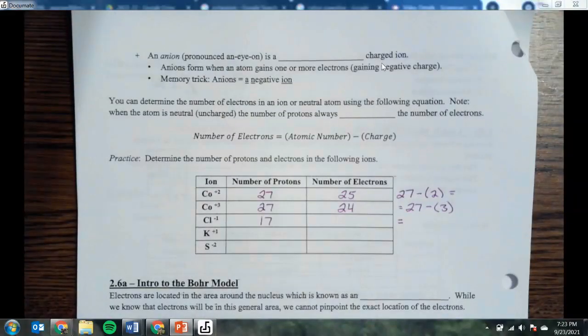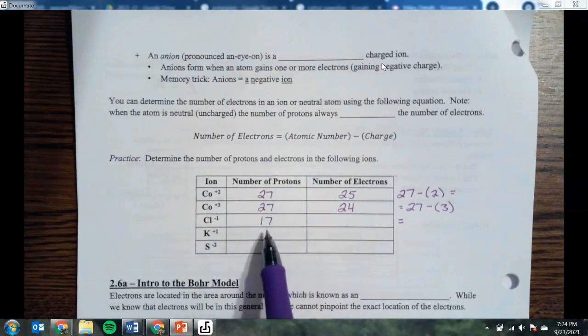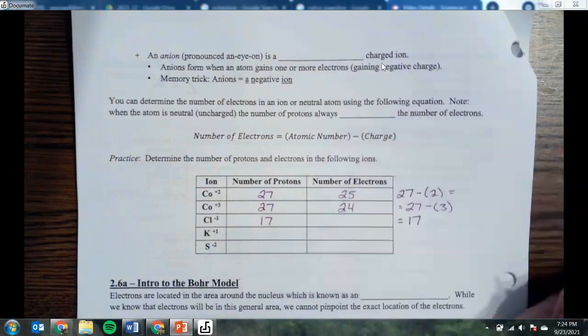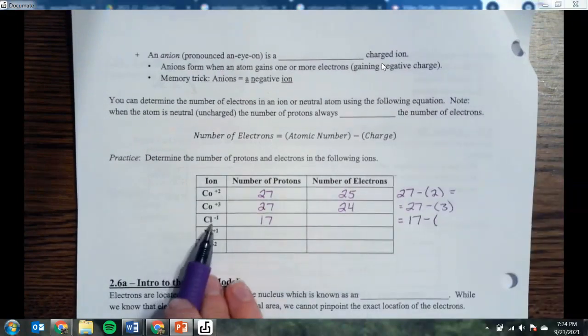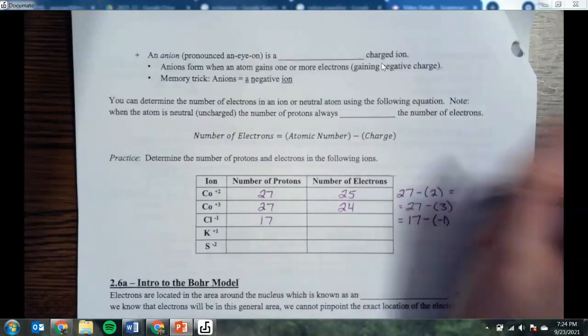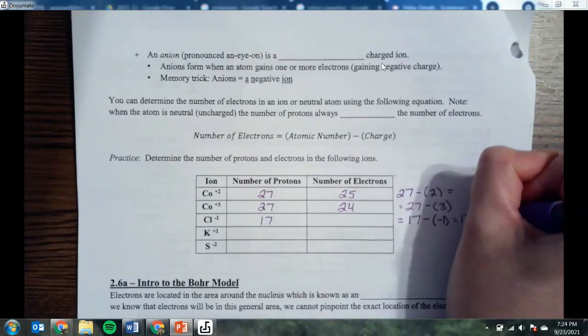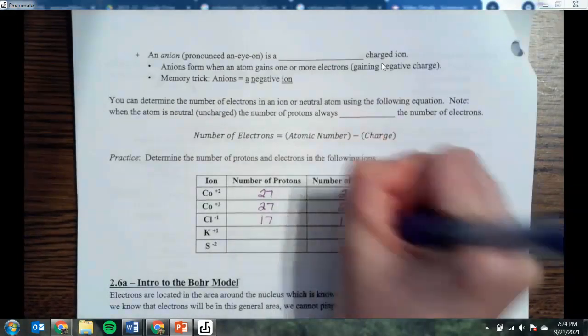So when I look on my periodic table, chlorine has an atomic number of 17. So it has 17 protons. So to find the number of electrons, I'm going to take the atomic number, which is 17, and I'm going to subtract the charge. Now this time I have to be careful because I have a negative 1 for my charge. So when I subtract a negative number, it's like adding a positive. So that's going to be like 17 plus 1. Remember, subtracting a negative number is like adding a positive. So 17 plus 1 is going to be 18.